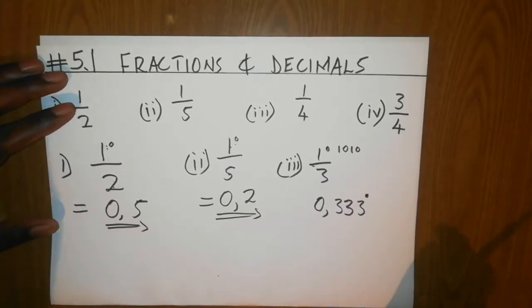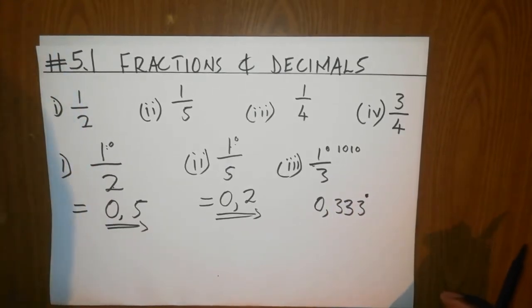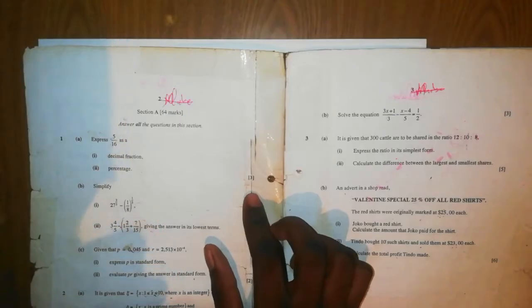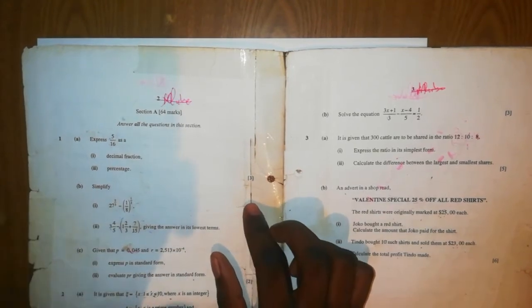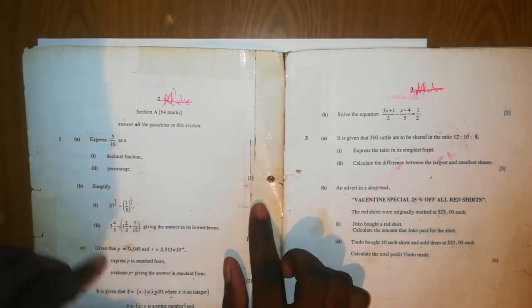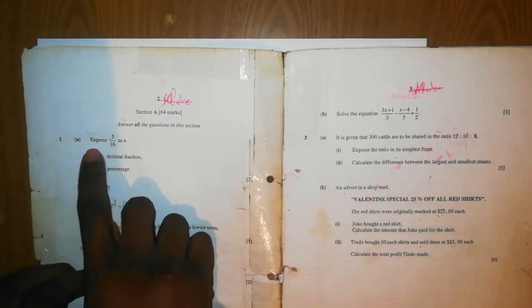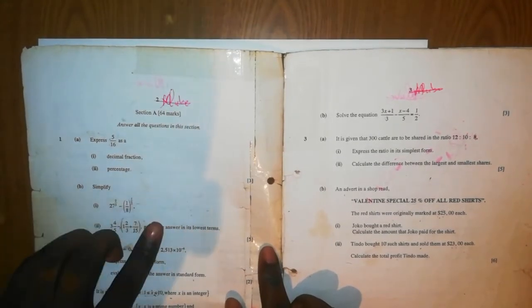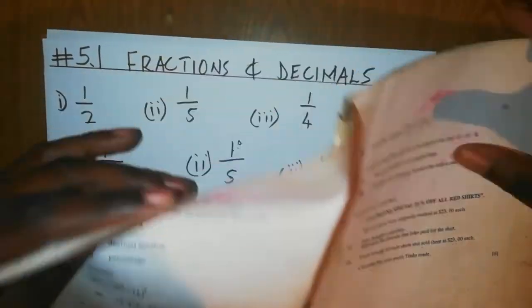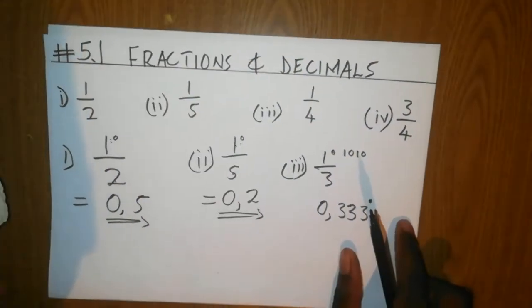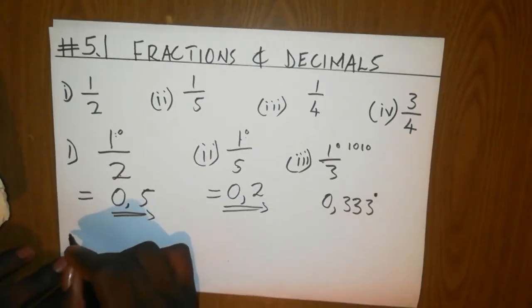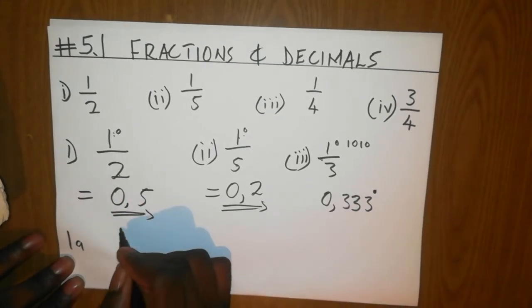Let me show you some examples from some question papers that I have here with me. Okay, here I've got June 2015. Number 1A, the question says, express 5/16 as a decimal fraction. The second one, as a percentage. Let me show you how to do this one. So, it's number 1A.